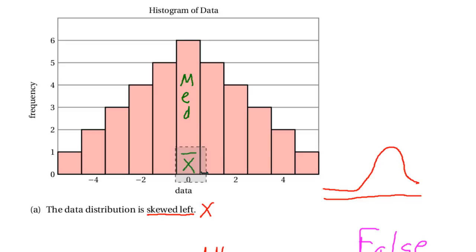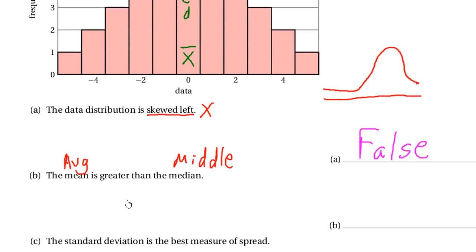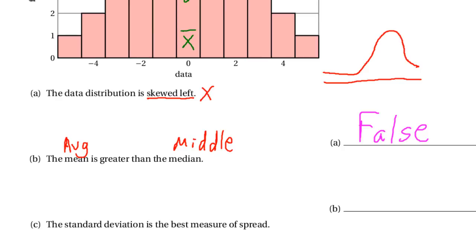We know that skew would cause the average to move in the direction of the skew. So skew right would actually move the average over here to the right. And if it was skewed left, we would start back here in the middle and move the average over here to the left. Right now, because it's symmetric, the best guess that I have is that the median and the mean are going to be roughly equal. So taking a look here, the mean is greater than the median. That is, again, false. Because it's a symmetric distribution, they're mostly going to be equal.